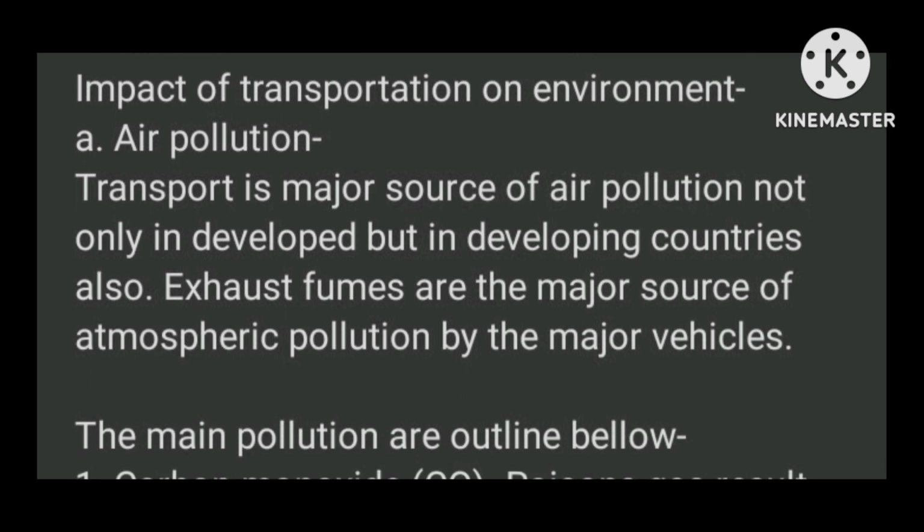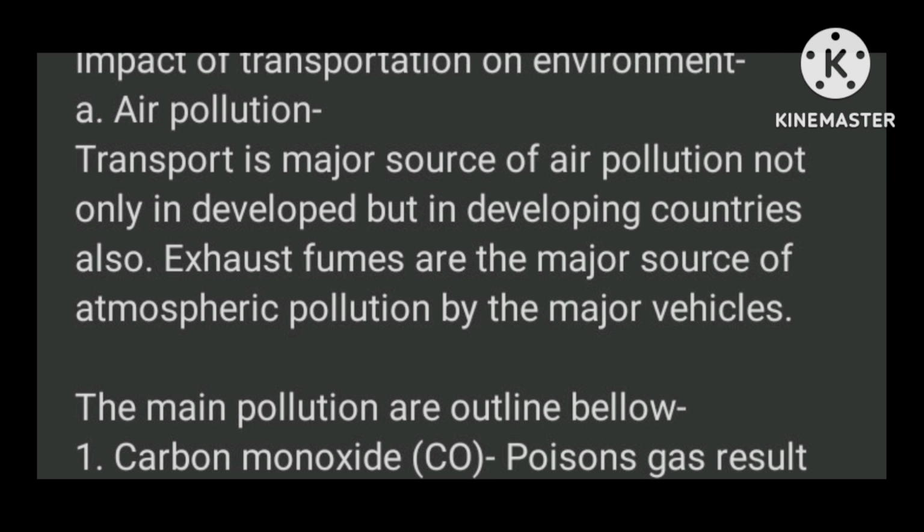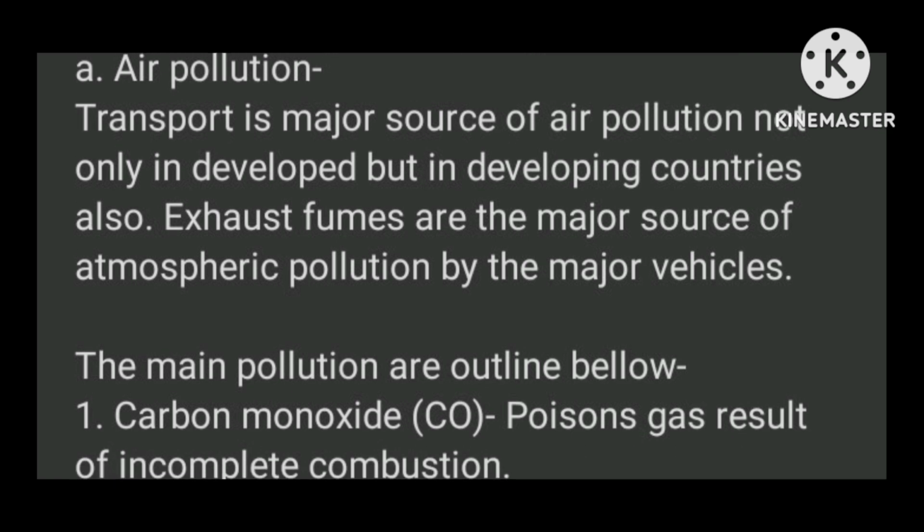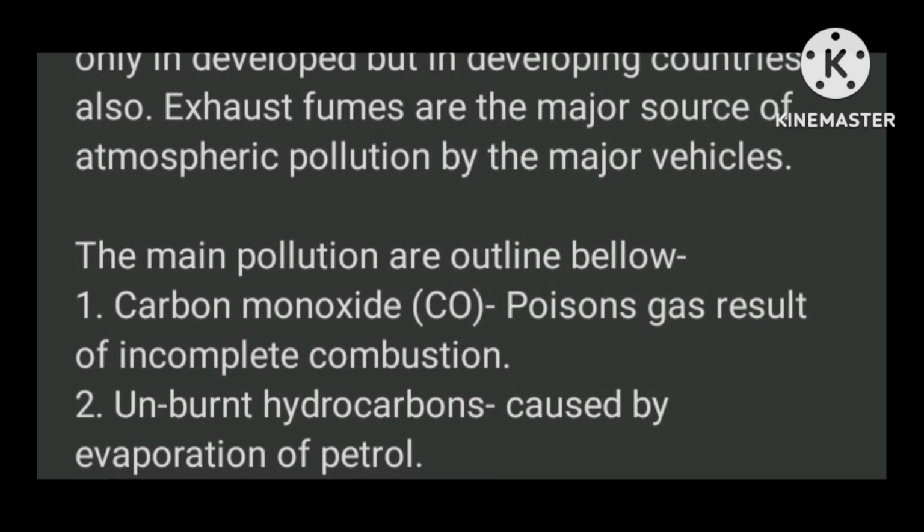Impact of transportation on environment. A. Air pollution. Transport is a major source of air pollution, not only in developed but also in developing countries. Exhaust fumes from vehicles are the major source of atmospheric pollution. The main pollutants are outlined below.